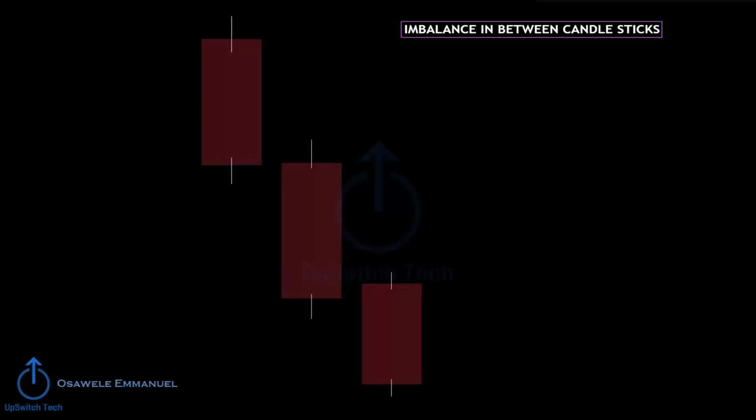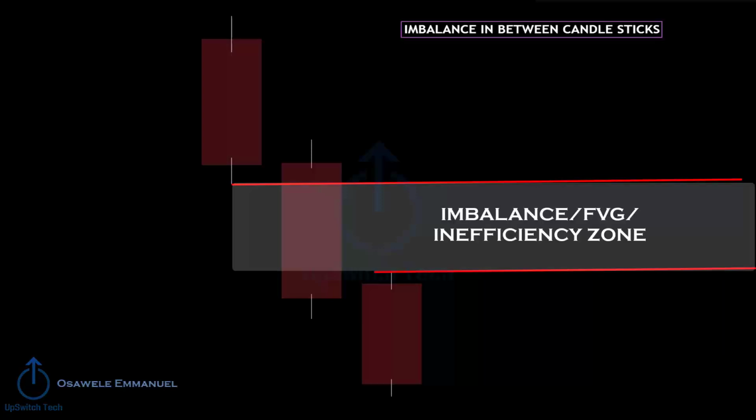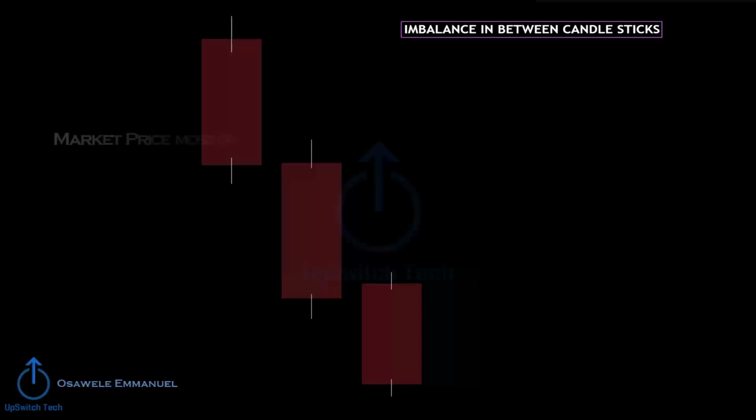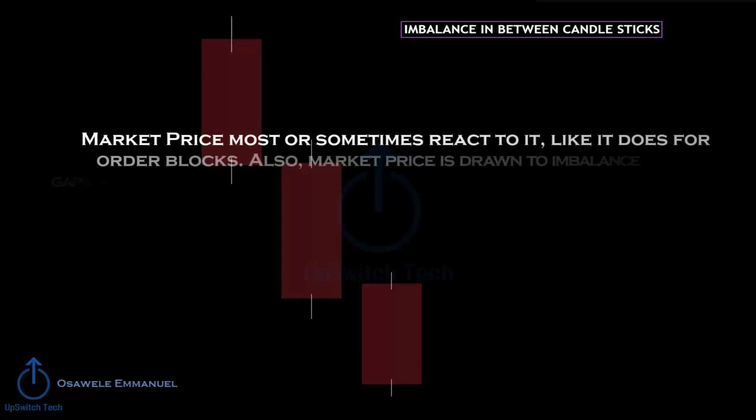You can see three candlesticks, one at the center, one at the left, and one at the right. Marking the left candlestick's wick and the right candlestick's wick, you will clearly see a gap. That gap is called an imbalance, or fair value gap, or inefficiency. Market price most, or sometimes, react to it, like it does for order blocks.